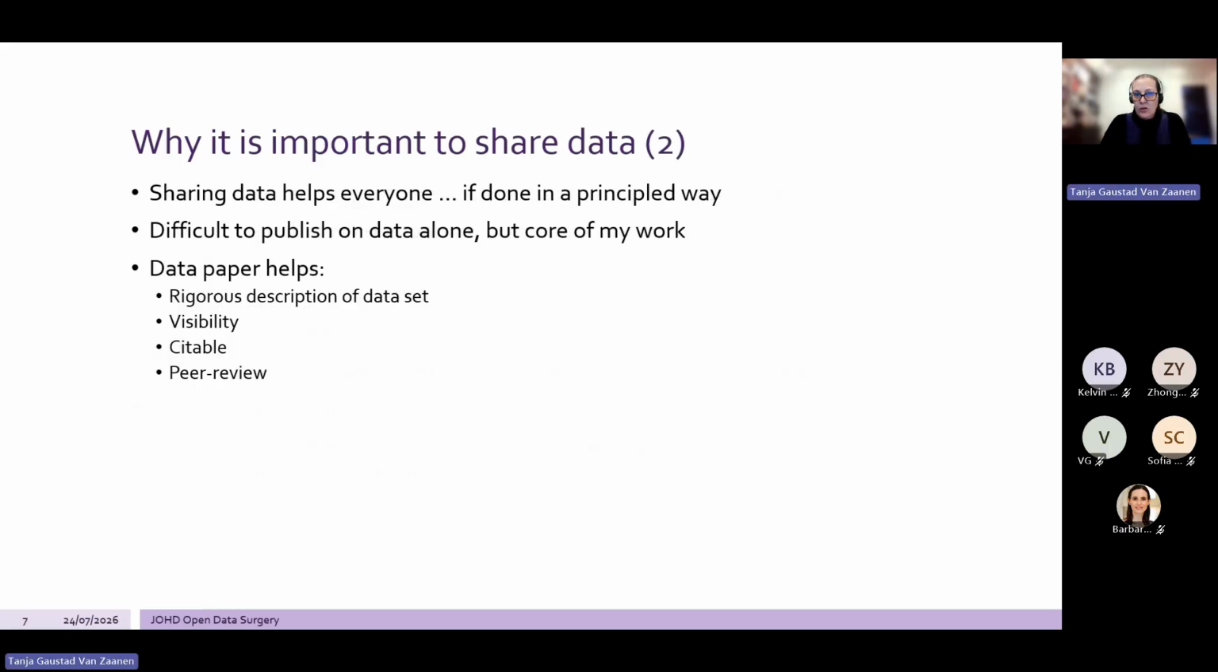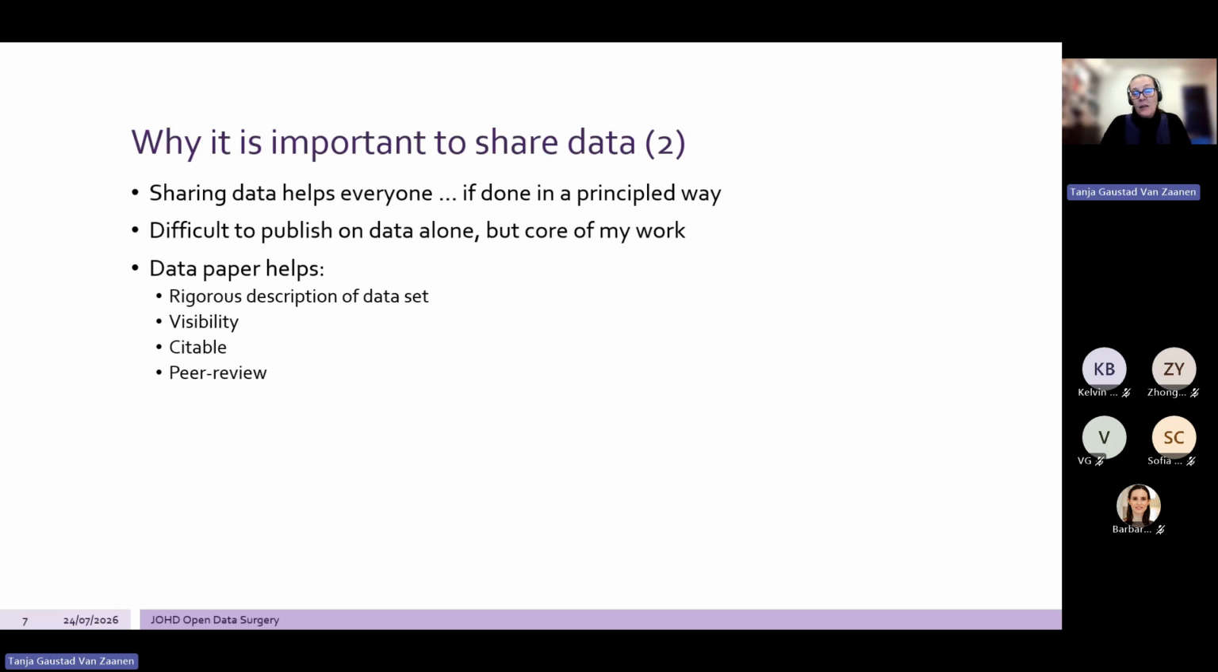Also, I think sharing is caring, they say. So I think sharing data can help everyone, but I would like to place the footnote there. It has to be done in a principled way, because otherwise, if people don't know what you've done with your data, they can't really work with it afterwards.